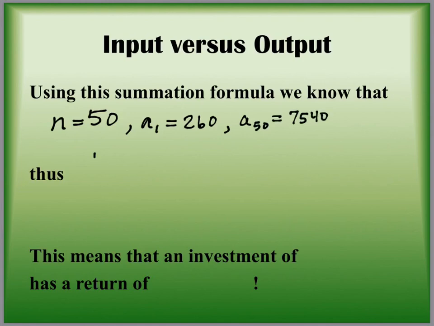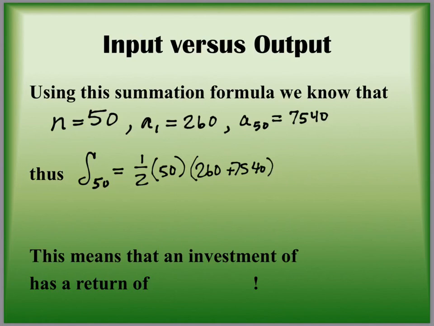So if we find that, then our S sub 50 value, our sum after 50 years, would be 1/2 times 50 times 260 plus 7540. Like that. And it actually is a pretty good chunk of money. It's $195,000. It's a lot. I mean, there's no question that's a lot of money. But it's invested over a 50-year time span that you did that for, increasing it just a tiny bit every year. So that means that you have an investment of $195,000.